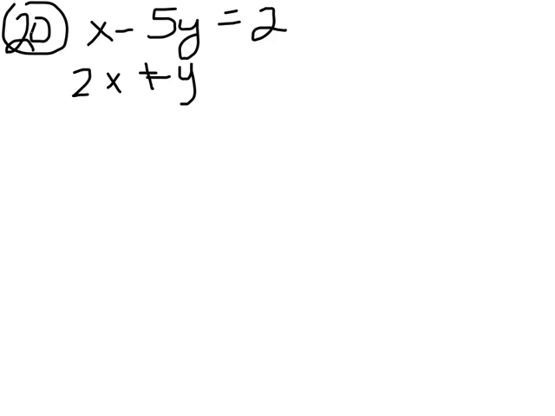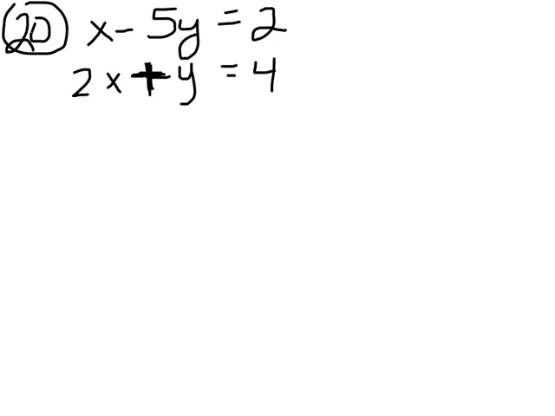Okay. Number 20, the equations are, oh, this one's not bad at all. x minus 5y is 2, and 2x plus y is 4. Okay. All right, I'm going to get a bigger font here.